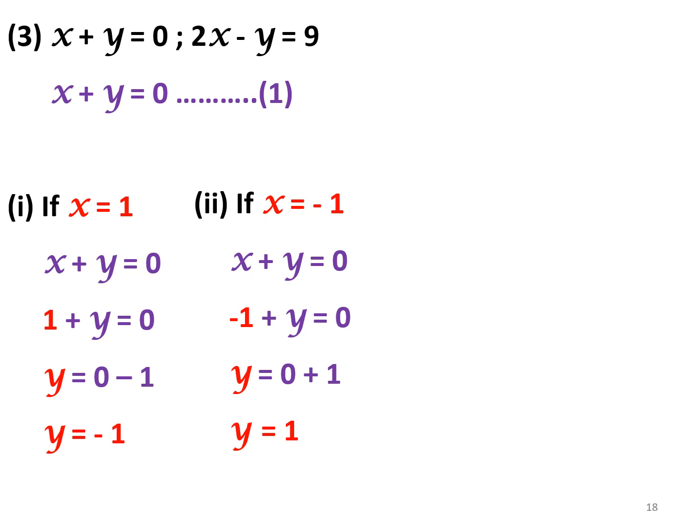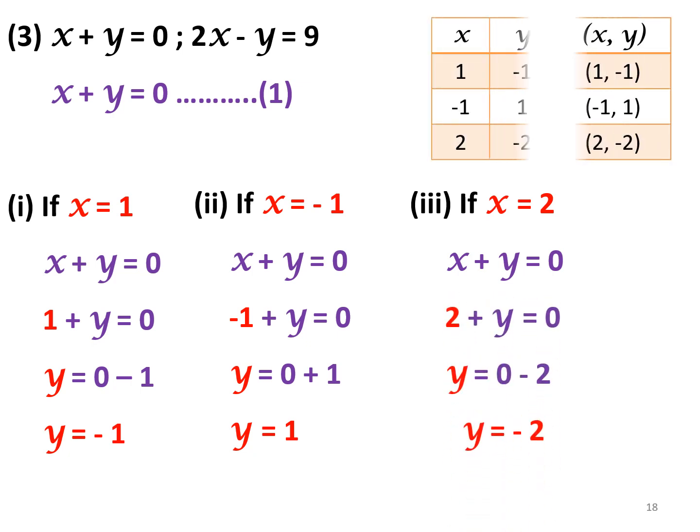So when the value of x is equal to minus 1, the corresponding y value is 1. Third one, if the value of x is taken as 2, substituting x is equal to 2 in equation 1, x plus y is equal to 0. So 2 plus y is equal to 0. Y is equal to 0 minus 2, and therefore the value of y is equal to minus 2. So when the value of x is 2, the value of y is minus 2.